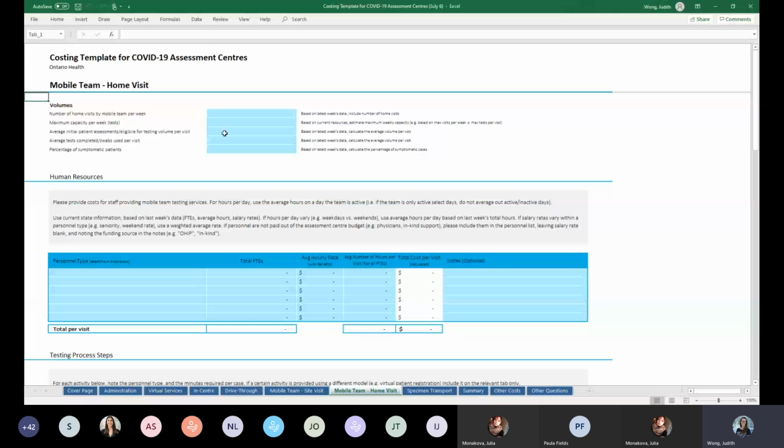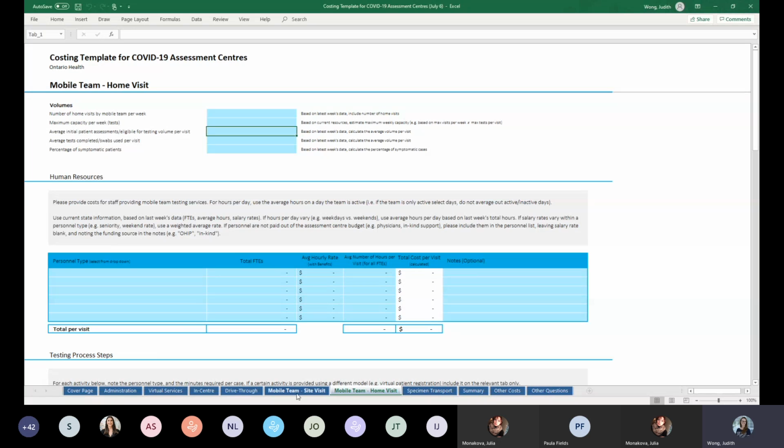We are not assuming that your volume per visit is necessarily going to be 1. It may be 1, and you can fill that in here if that's the case. But just fill this in based on your average number of visits and your average volume per visit, as you've done for the other mobile team tab.